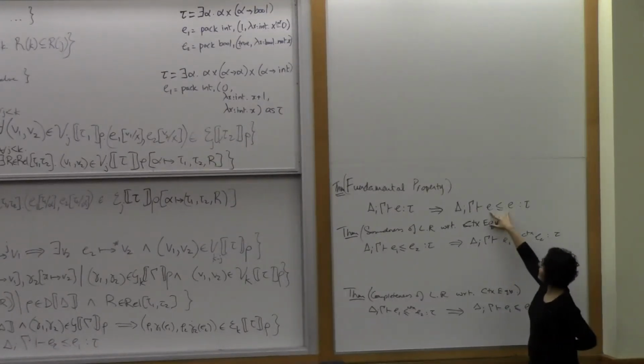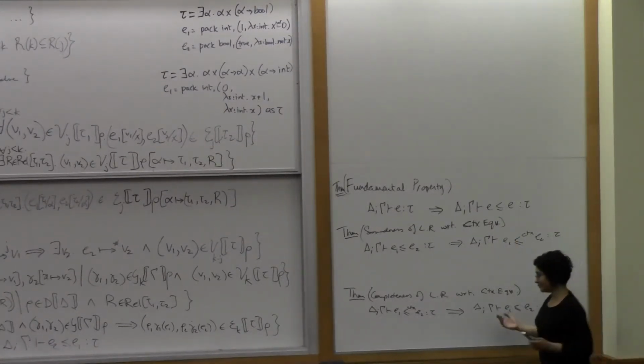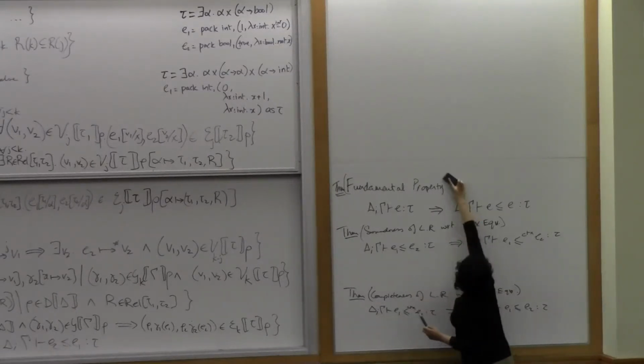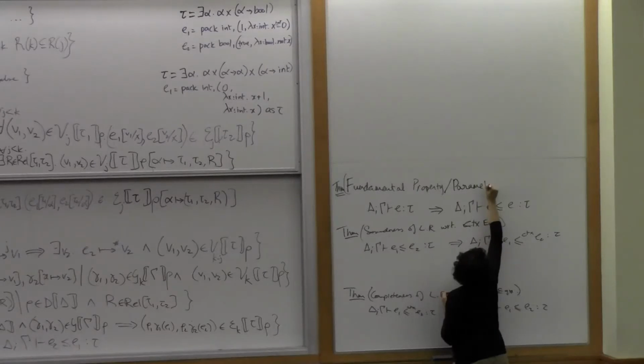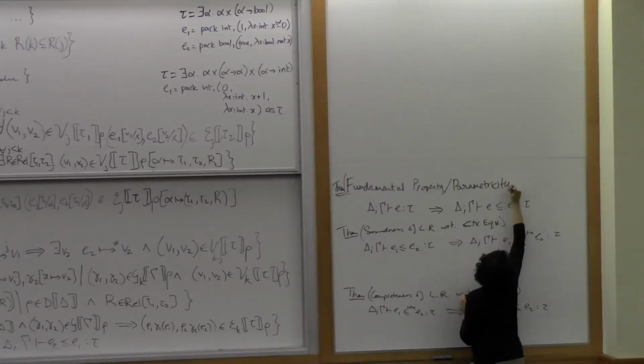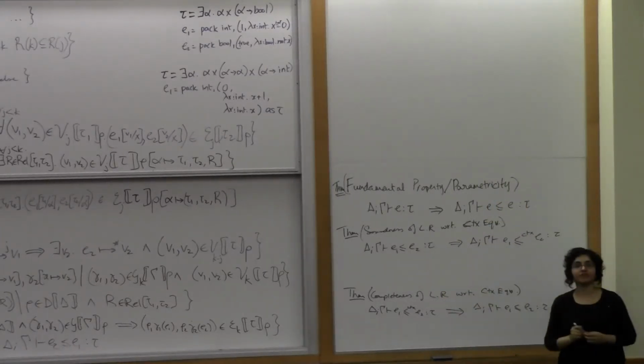So basically, this is also known as, by the way, we're doing System F. This is also known as parametricity, this fundamental property. Another name for it is parametricity in the setting of System F.